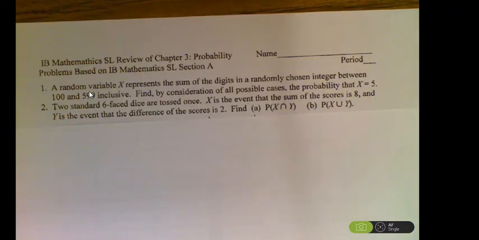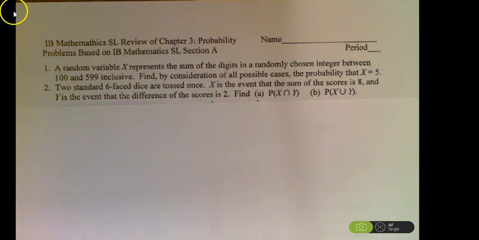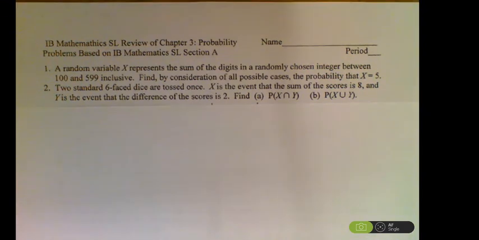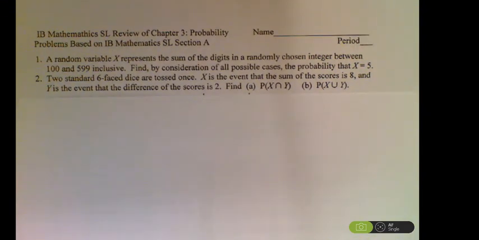All right, getting into some Chapter 3 probability here. So this is worksheet A. Starting off with number 2. We've got two six-sided dice. Given a toss, X is the event that the sum of the scores is 8.